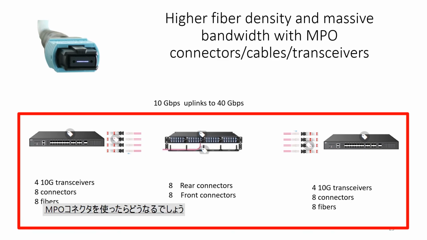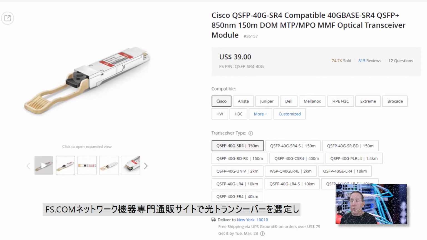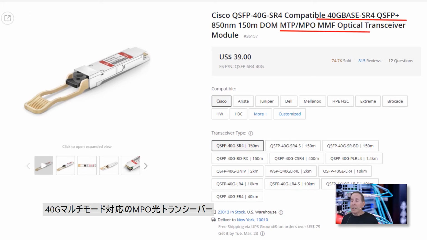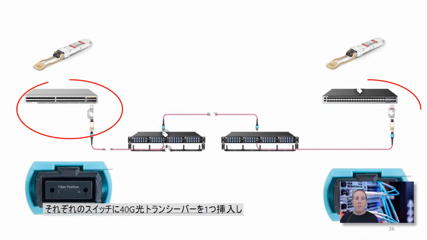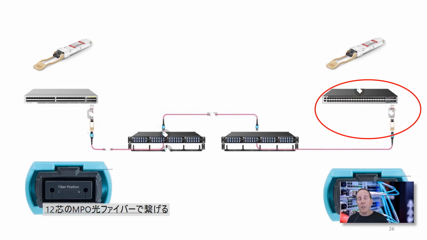Let's see what MPO brings to this problem. So here I'm on fs.com, and you can see I've got an optical transceiver. It's 40 gigs, multi-mode, and it supports the MPO connector. $39. So here's the result. Switch on both sides. I've got a new transceiver that's 40 gig, uses an MPO connector with 12 fibers.